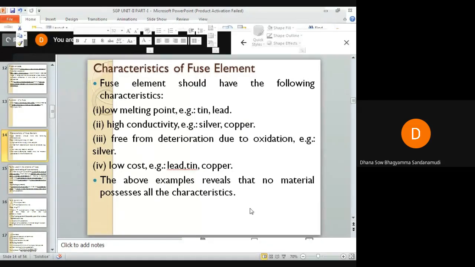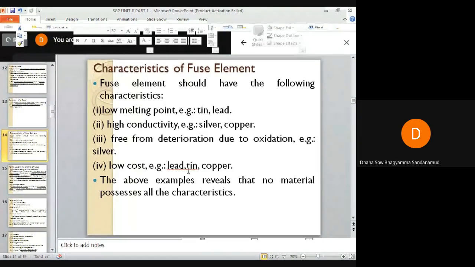The fusing element will have a low melting point. The elements which have a low melting point are tin and lead. The fusing element will also have high conductivity, such as silver and copper. And it should be free from deterioration due to oxidation. The best fusing element which is free from deterioration due to oxidation is silver.